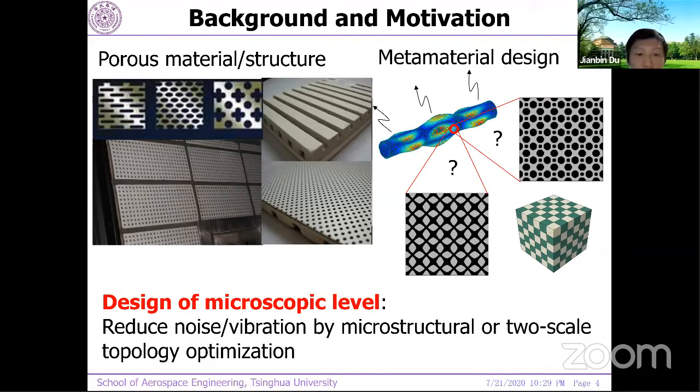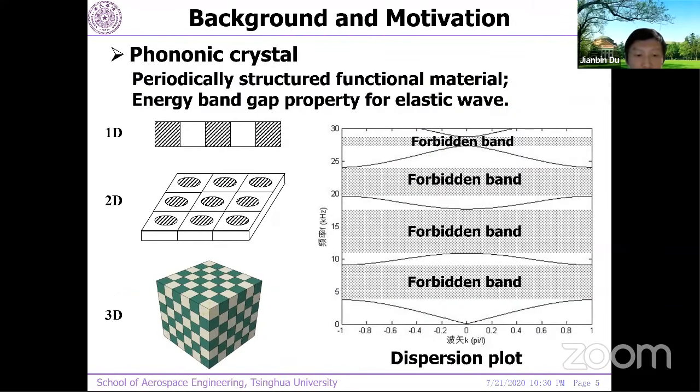The phononic crystal, also known as PNC, is a periodically functional material. In recent years, the study of PNC has become a hot topic due to its particular band gap characteristics. For example, it forbids waves like elastic or sound waves from propagating in specified frequency gaps. This can be shown by the dispersion plot on the right-hand side.